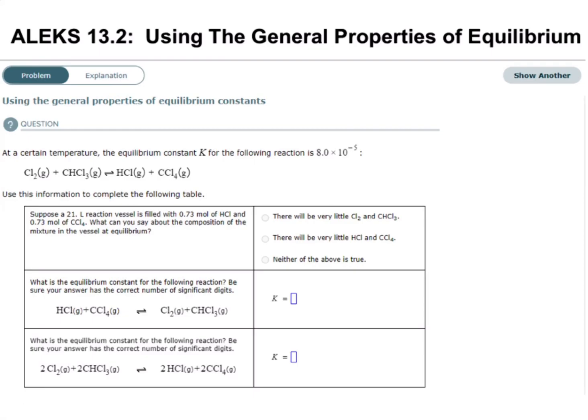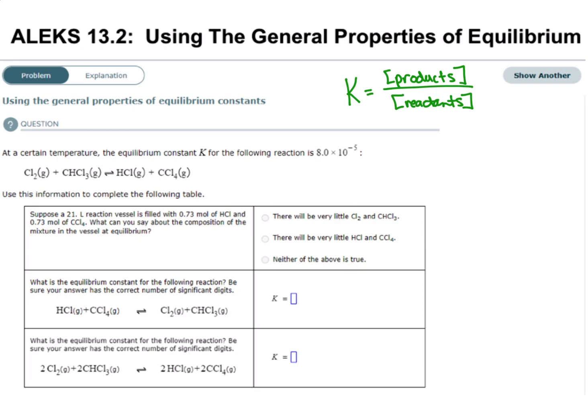We're going to work on an ALEKS problem that deals with using the general properties of equilibrium. In this ALEKS question, they've given us a balanced chemical equation with an equilibrium constant, and they want us to answer some questions. Let's remember that the equilibrium constant is the concentration of the products raised to the power of its coefficient over the concentration of the reactants raised to the power of its coefficients.